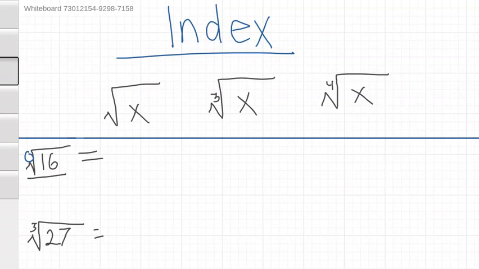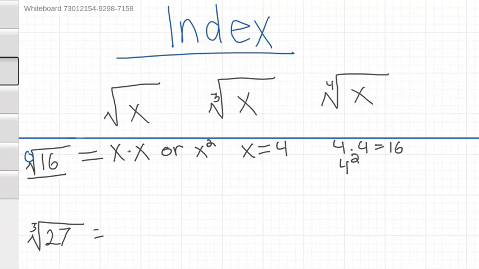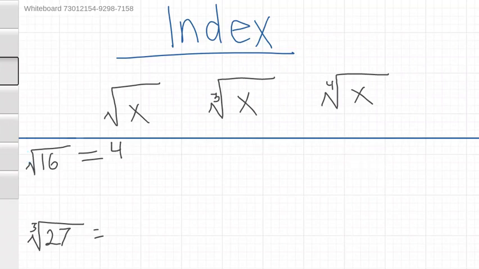Well, that would just be x times x is equal to 16. Or x squared is equal to 16. What fills in for x? What would make this statement true? Well, 4. 4 times 4 is 16. Or 4 squared is 16. So the square root of 16 is 4.